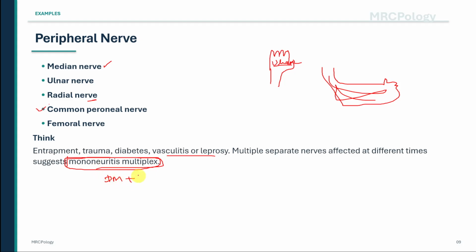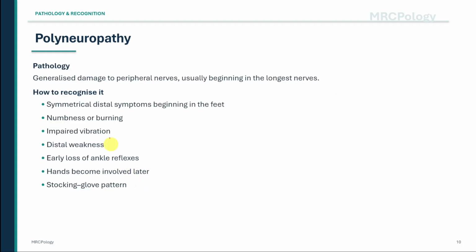We now move to polyneuropathy. Polyneuropathy is generalized damage to multiple peripheral nerves. It usually begins in the longest nerves because their axons are the most vulnerable. Symptoms are typically symmetrical and begin distally in the feet. The patient may report numbness, burning, tingling, or neuropathic pain. Examination may show impaired vibration and joint position sense, distal weakness, and early loss of the ankle reflexes.